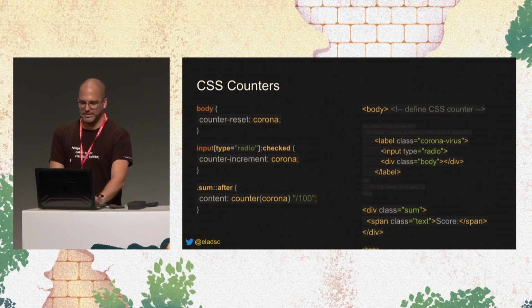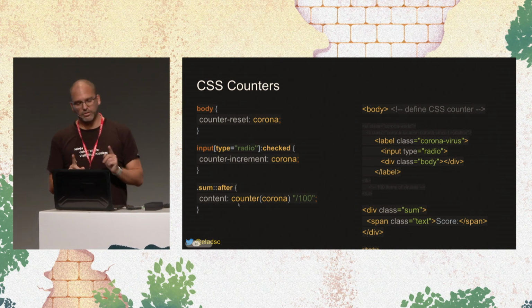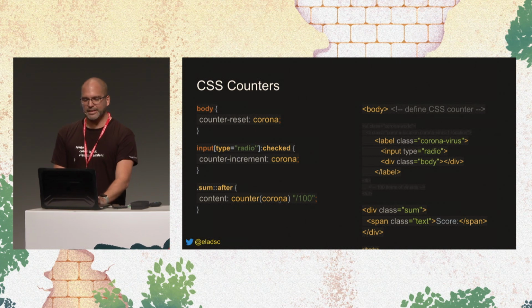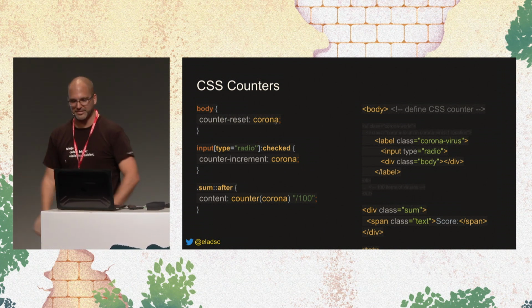Div class sum, the text score is coming from the HTML, and I want to print here after it the total score. To do that, I'm selecting the class of sum, using the after pseudo element, using the content property, and I'm now using the native CSS counter function, and inside I'm just printing the Corona value that I incremented here and created here. In this way, it's always listening and printing the total score to the screen.